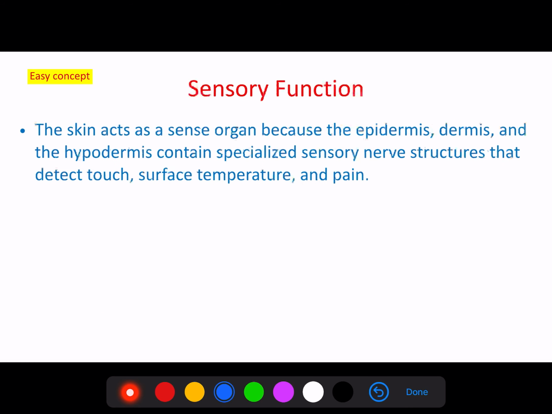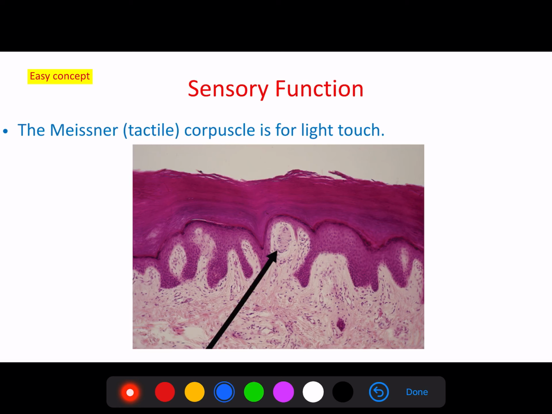Sensory functions also, we sense through our skin: we sense temperature, we sense pain, we sense touch. And these sensory functions are coming through specialized structures. Like we have the Meissner or the tactile corpuscle, which is here. We will see it in the lab. And this is for light touch.